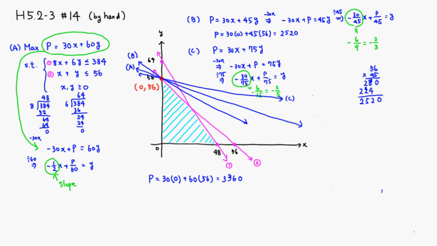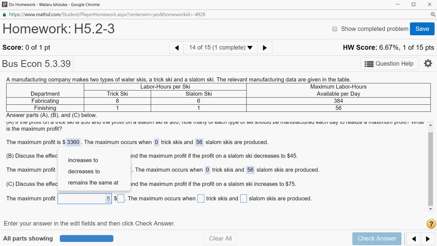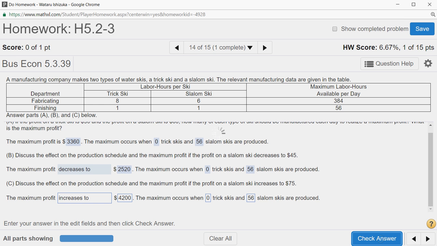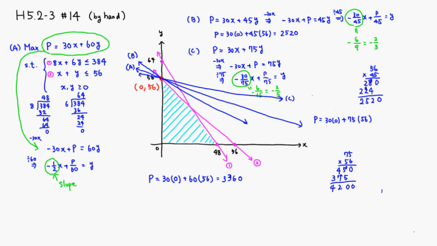So the profit for this one is going to be 30 times 0, so no trick skis, and then 75 times 56. All right, I have to do that. 6 times 5 would be 30. And 6 times 7 is 42. 5 times 5 is 25. 5 times 7 is 35. So you have 4,200. All right, so let's type it in. Profit is going to increase to 4,200. You're going to make 0 trick skis, and you're going to make 56 slalom skis. All right, check the answer. All right, got that. That's it. I hope that this was clear.